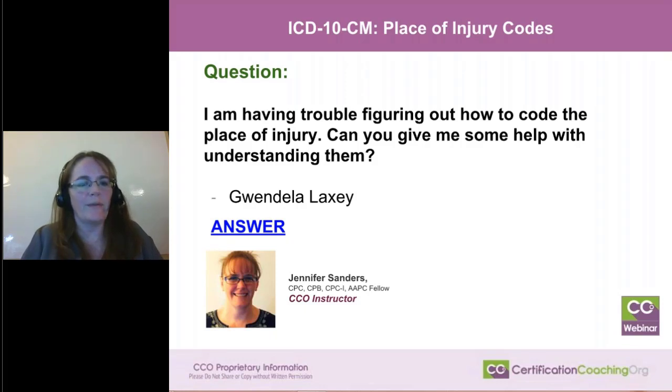Okay, so I'm having trouble figuring out how to code the place of injury. Can you give some help with understanding them?